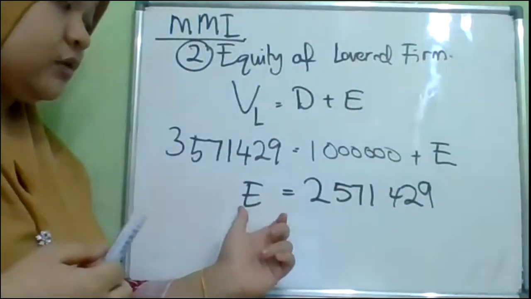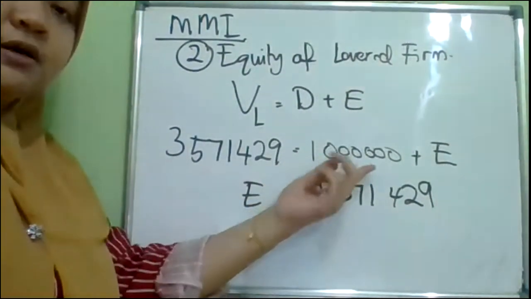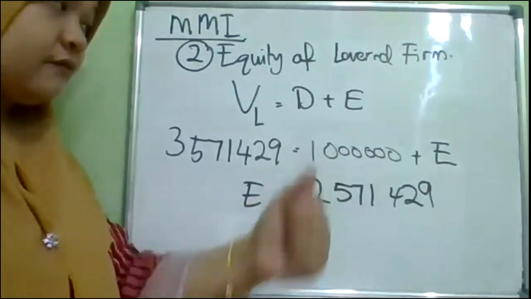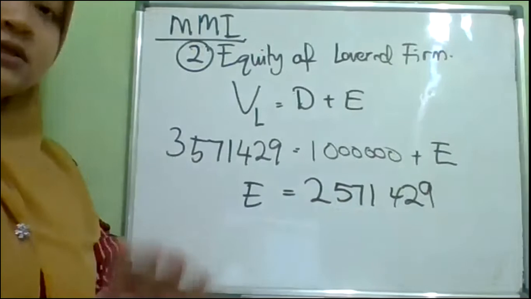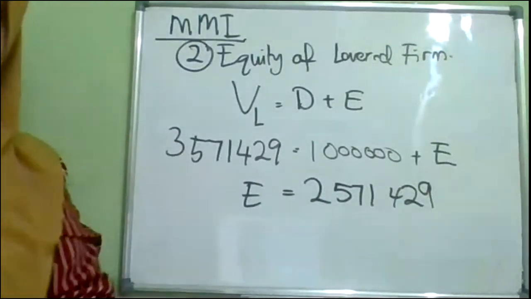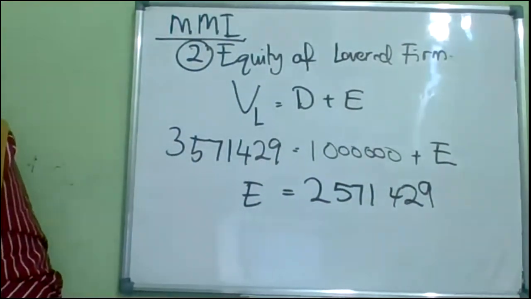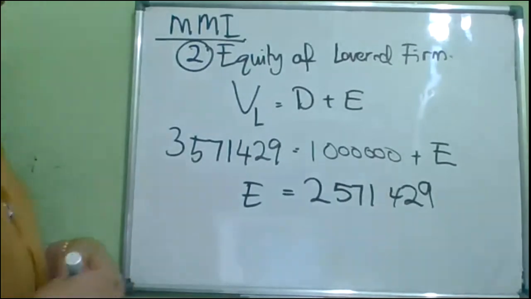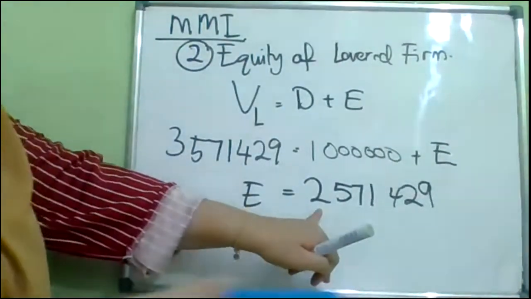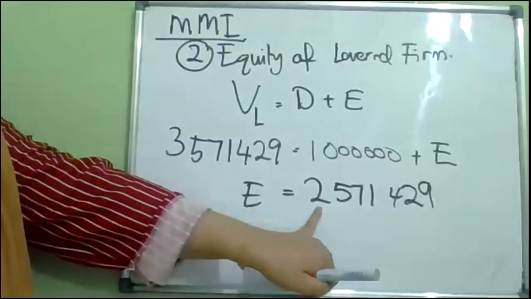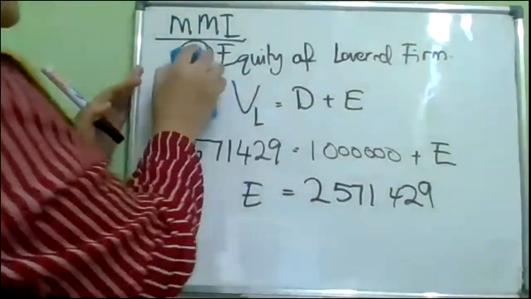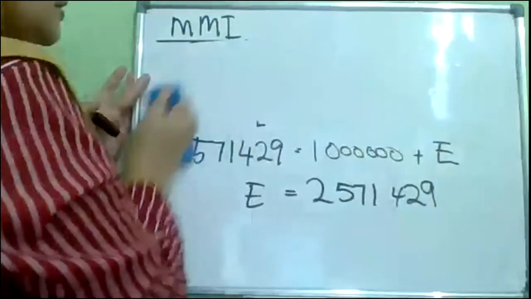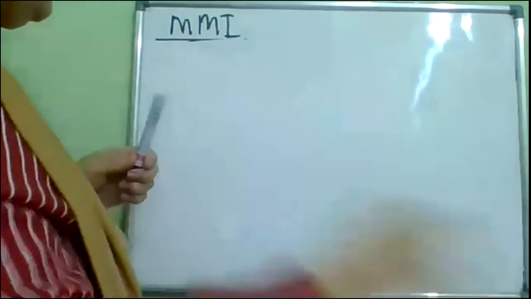So this is the equity. Now you know the proposition of debt and also the proposition of equity. So that's it, this is the second step. So the third step, once you know the amount of the equity, then you can do the third step. The third step is to find the equity.